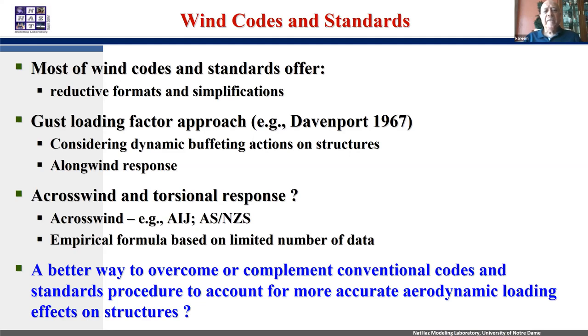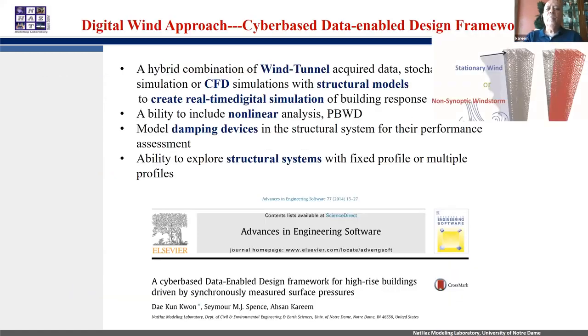So the question is, we need better ways to overcome or complement the conventional code and standard procedure to account for more accurate aerodynamic effects on structures. This is what I call the digital wind approach, or a cyber data-enabled design framework. Those of you who are more interested in the details of the process need to look at this particular paper, which provides a very good description of how we start from pressure fluctuations on a building and resolve them into the loads and the response.